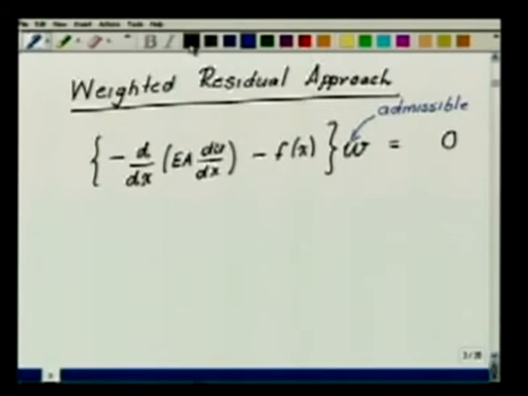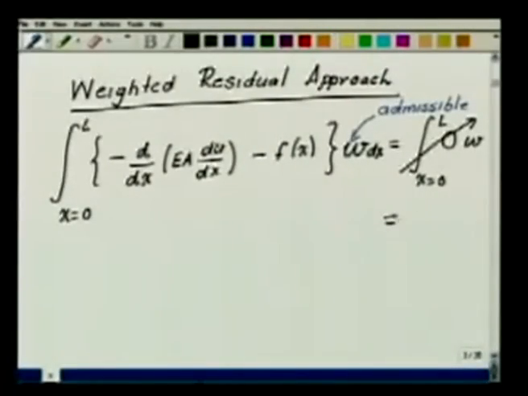So both sides I am going to multiply with w, and then I am going to integrate this expression from 0 to L, that is over the domain or over the length of the member, x equal to 0 to L, with dx. So what we get is that this side essentially is equal to 0. So this is what we obtain. Then we had said that this is the weighted residual formulation that we started off with.